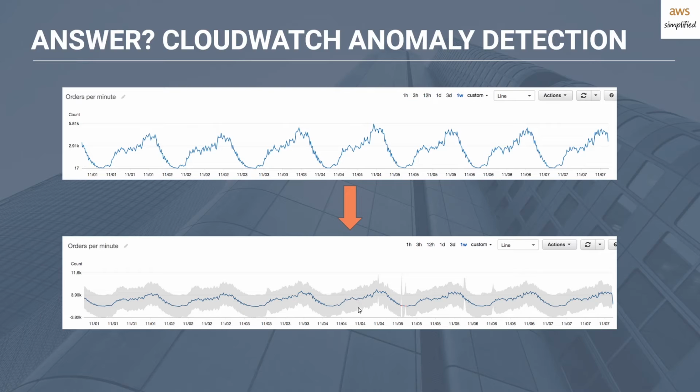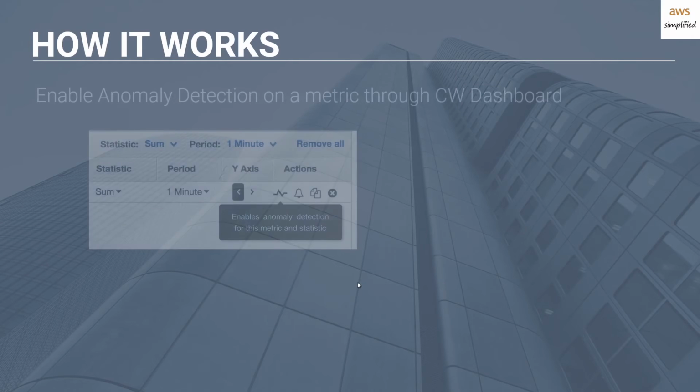So if a value drops below this range, then our alarm gets triggered. And if a value goes above this gray range, then an alarm gets triggered. And this is the gist of how anomaly detection works. So, a little bit more detail on how it works.